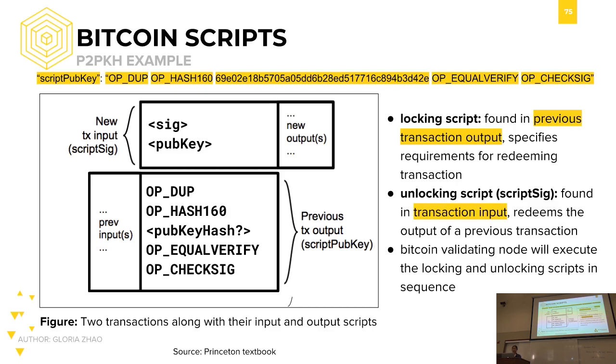Okay, and then a locking script, found in the previous transaction output, specifies requirements for the redeeming transaction. A locking script is the script pub key.